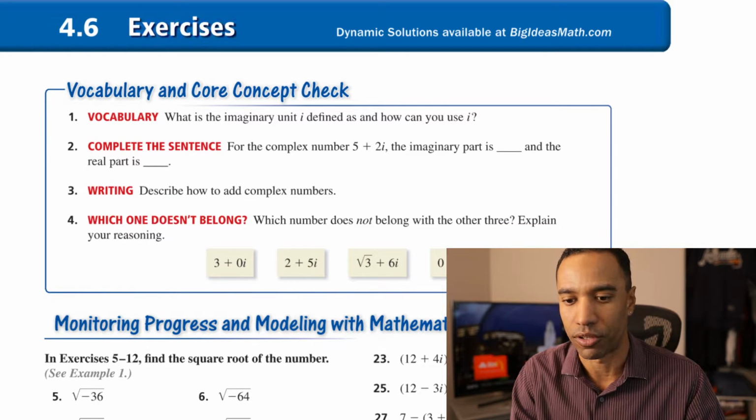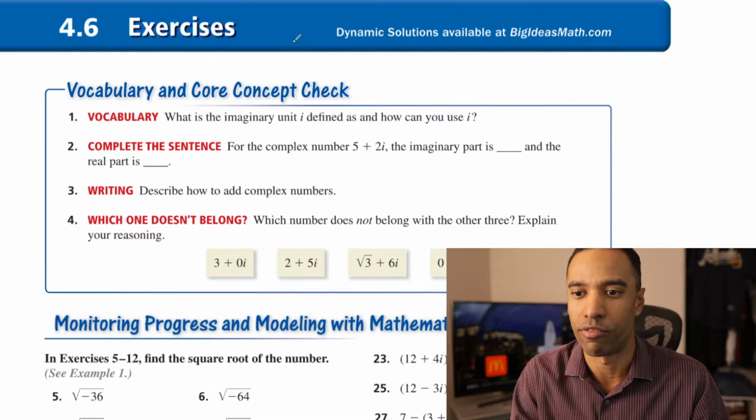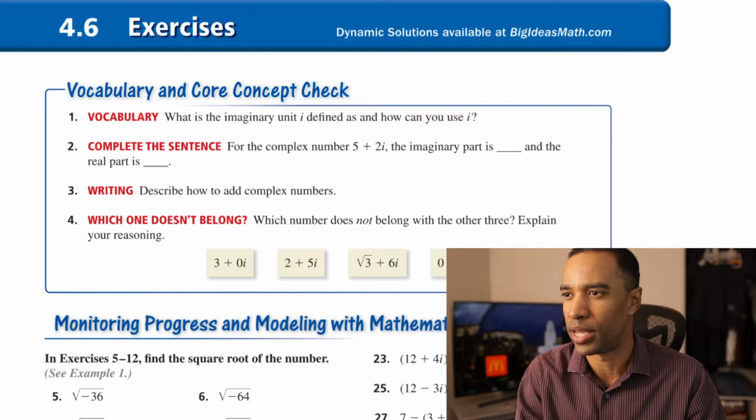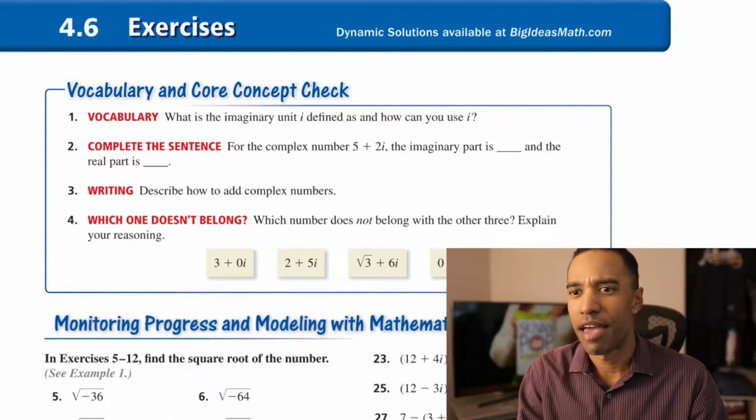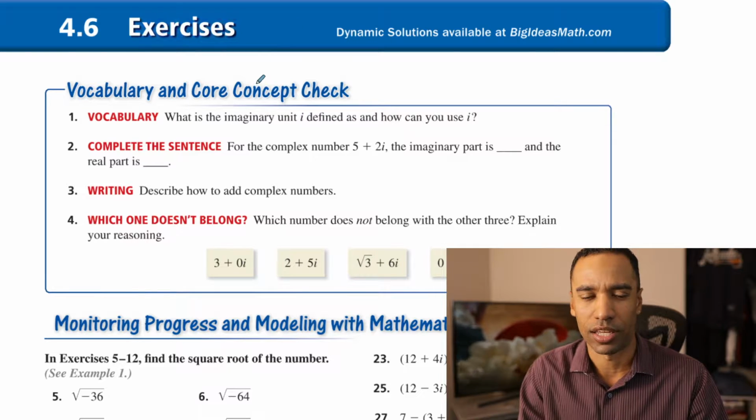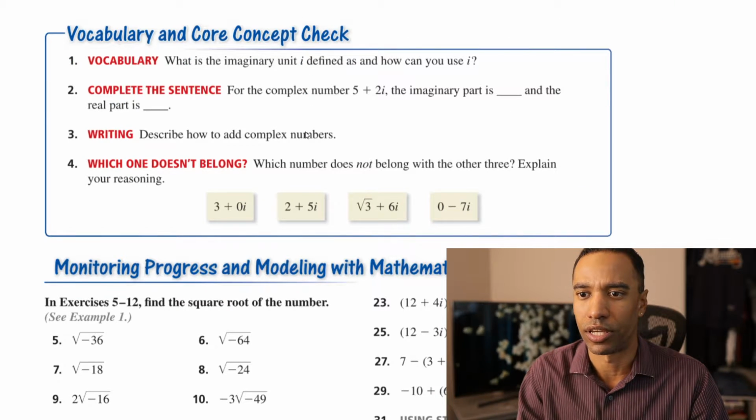Now that we've closed off the lecture, let's jump into the vocabulary and core concept check before doing problems 5 to 74 on this thing later. Okay, so let's take a look at what's going on.